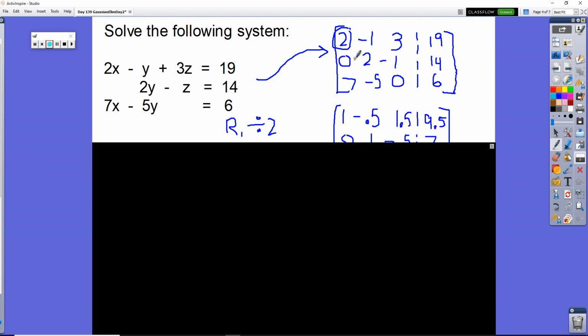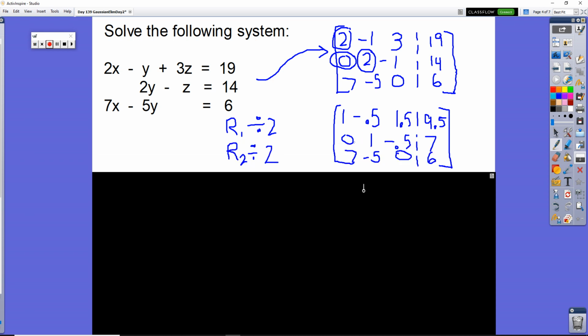The next thing I would have to do is to try to turn this spot into a 0. But there's some good news in this problem. That's already a 0, so I don't have to make any changes there. The next thing I would want to do is turn this spot into a 1. In order to turn things into 1, you want to divide by whatever number would turn that into a 1. So in this situation, I need to divide my second row by a 2 as well.